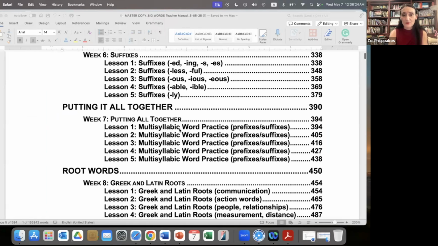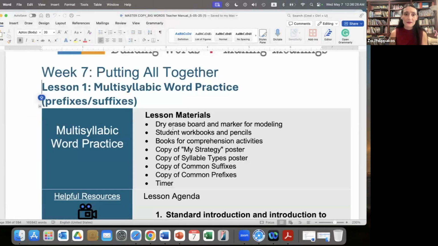I'll give you an example, going to the multisyllabic, prefixes and suffixes lesson, where everything is working together. This is after students have completed what are the syllable types, how do I read words that have 2 and 3 syllable types, base words? How do I read words with prefixes? How do I read words with suffixes? How do I read words that have prefixes, suffixes, and multiple syllables in the base word?